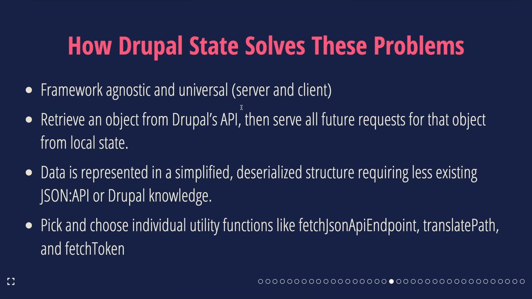So if you request a JSON API endpoint and we don't have that object yet, it'll fetch it. But the next time that you ask for that object, it'll try to get it from state first. And it simplifies the response back. It deserializes the response by default. We'll see what that looks like. And all of the underlying utility functions are also exported so that they can be used individually. So if you just wanted to use some of the utilities to get data and you didn't want this particular approach to state management or local storage, you don't have to.